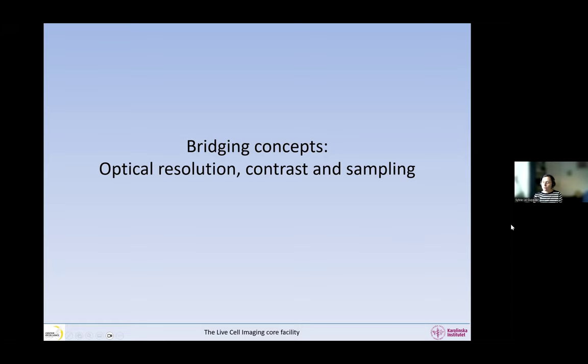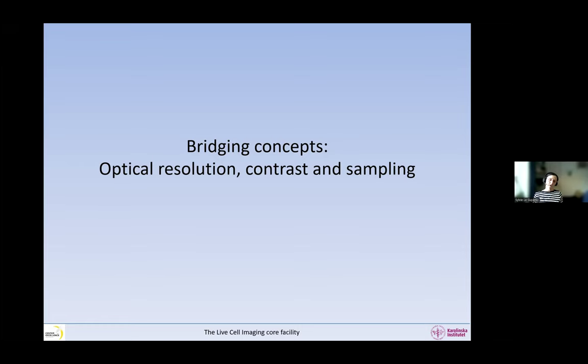So today we're going to talk about, in the first week we spoke a lot about hardware, and then yesterday we spoke a lot about samples. Today we're going to talk about two things that are very often forgotten, or just nobody knows about. Well, people know about it, but many people do not, unfortunately. And it's contrast and sampling.